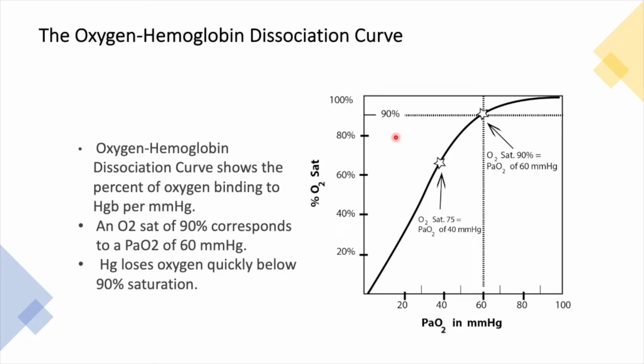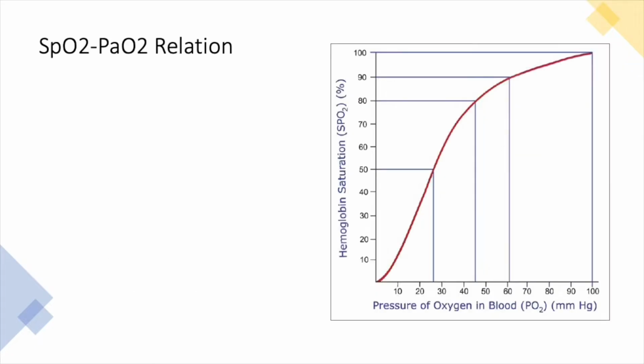So you can see that even when the partial pressure of oxygen significantly drops, the SpO2 will be showing a high value. That is, even at 60 millimeters of partial pressure of oxygen, saturation is 90%. This is an important point to be kept in mind. So this picture clearly shows the SpO2-PaO2 relationship.